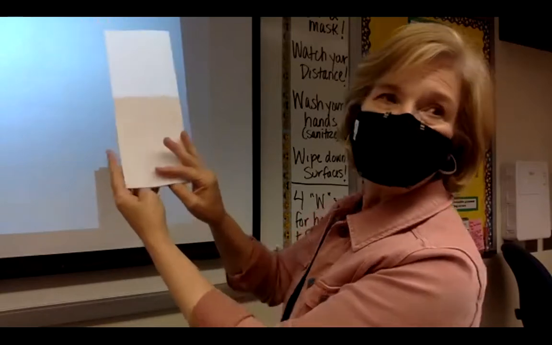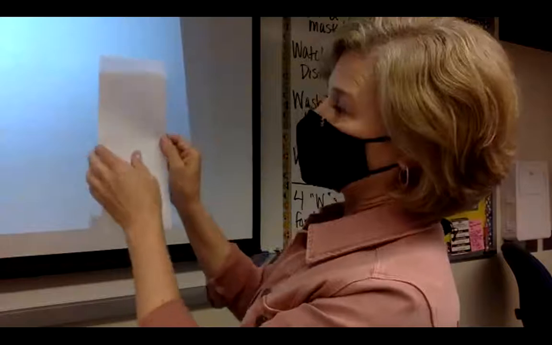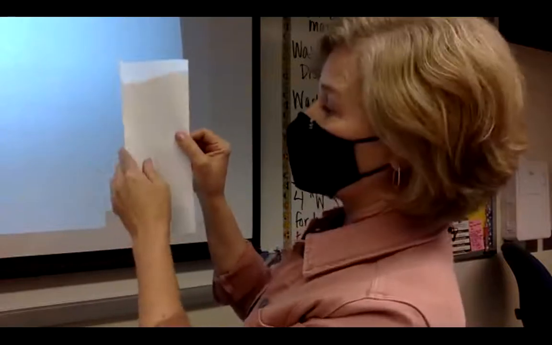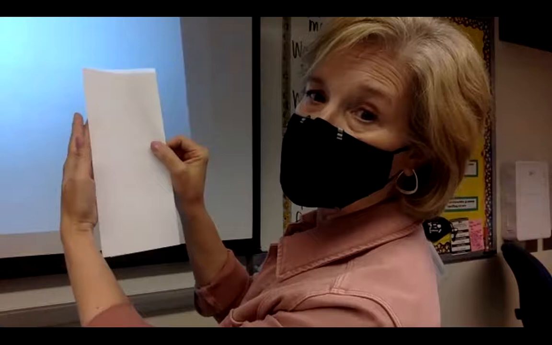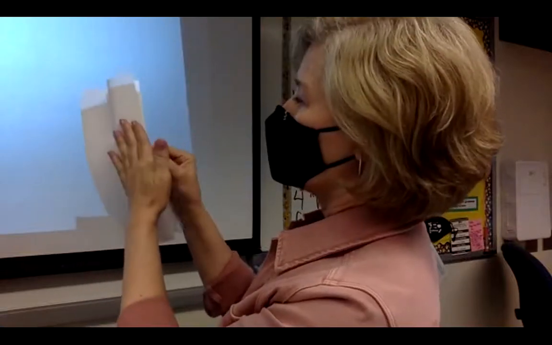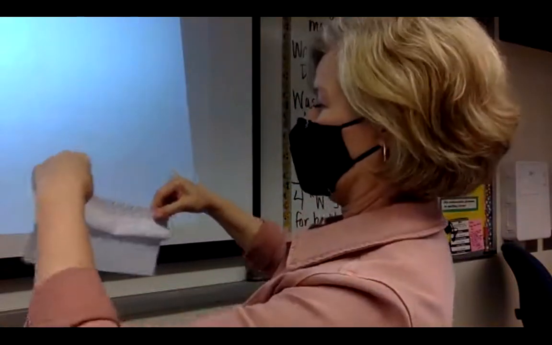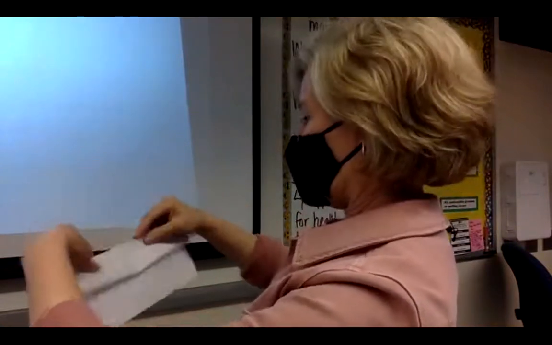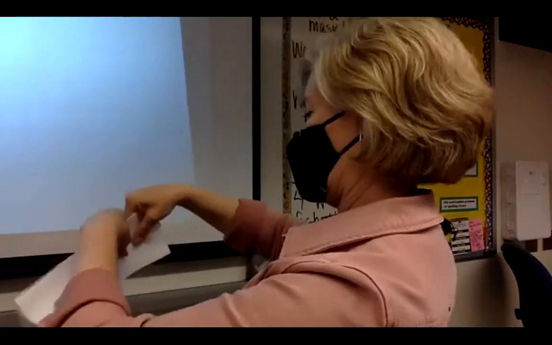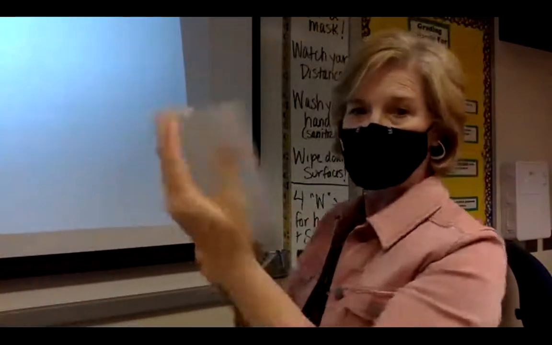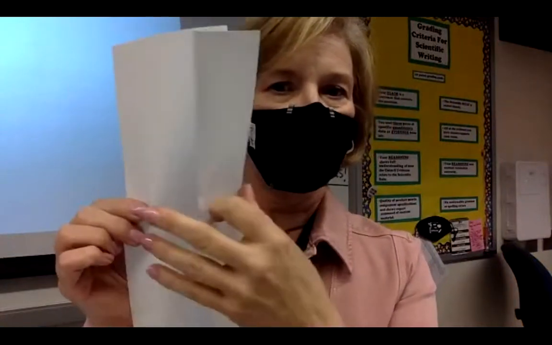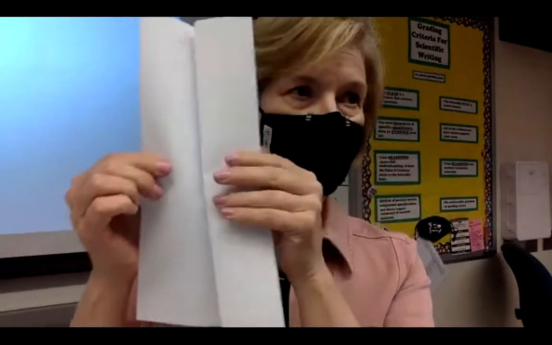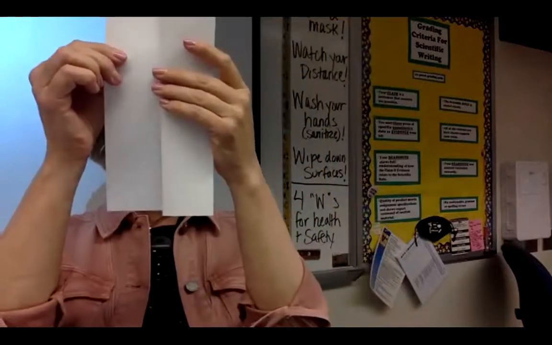Yep, that side. Now, what you're going to do is take this edge that you just folded so that it's touching the rings of your notebook, and fold that in. When you do that, you're going to end up with two flaps. So it looks like this. That means you can do this, right? And we can open it back up again. So it should be just like this.